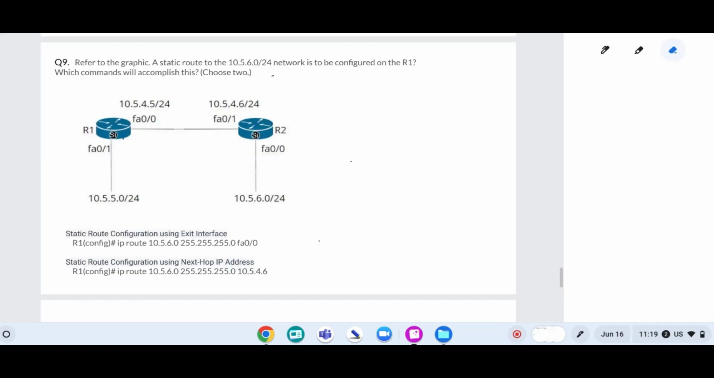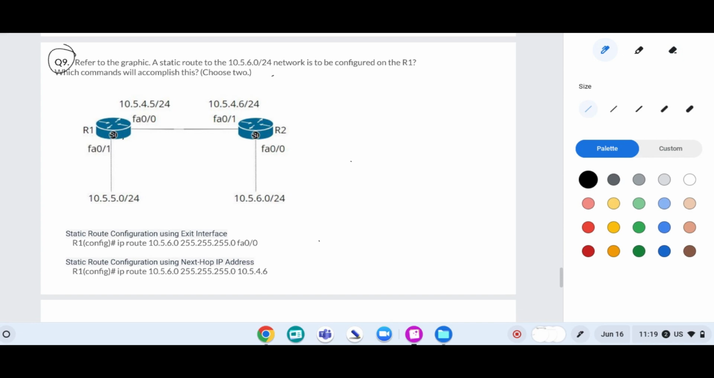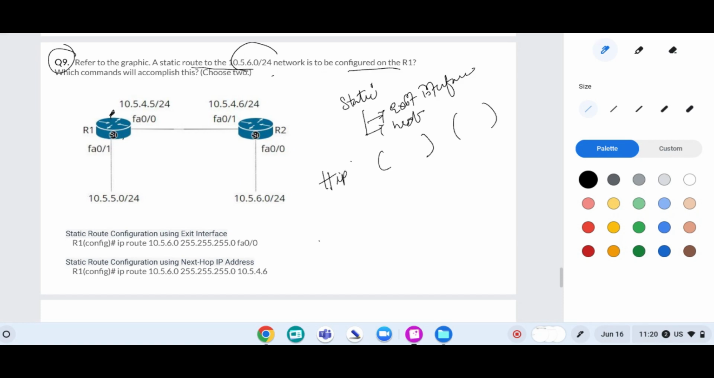In this question, the question is given as a static route. The destination is configured on router 1. What command will be used? From router 1, if you want to add the command as a static route to reach the destination, a static route is done using 2 methods. One is the exit interface and the second one is the next hop. We give the command as ip route, then destination address, then the next hop, and the second command is the exit interface. Here we are exiting the traffic to reach the next router. So these are the 2 options. I also mentioned it here, you can refer to it.